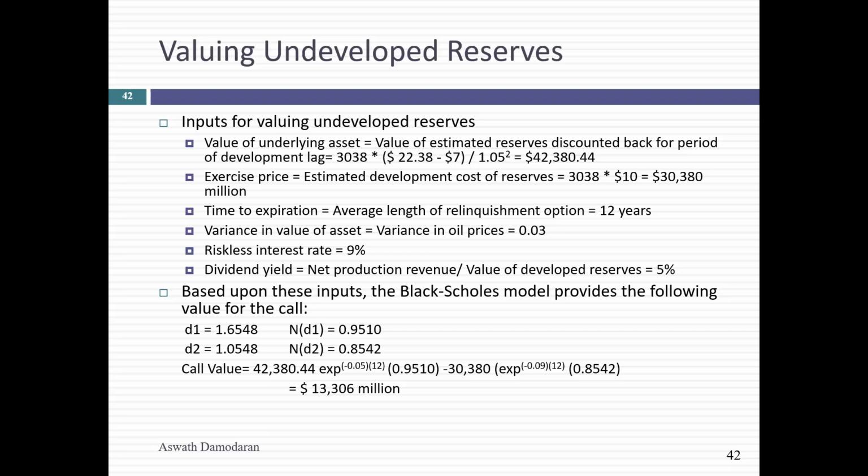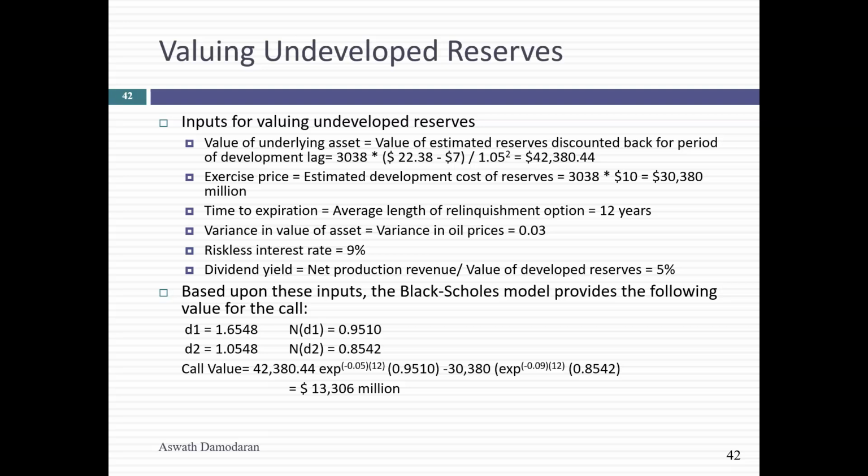Here, I took the 3,038 million barrels, multiplied by 15.38. That's the contribution, the profit they make per barrel. And I've said, look, I have to wait 2 years before I get to see the oil, even if I decide. So that's basically bringing back the cash flows for the first 2 years. I get a present value of oil under the ground of 42.38 billion. I want you to remember that number.